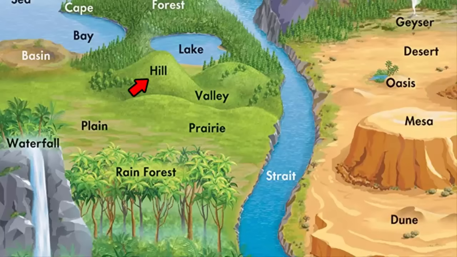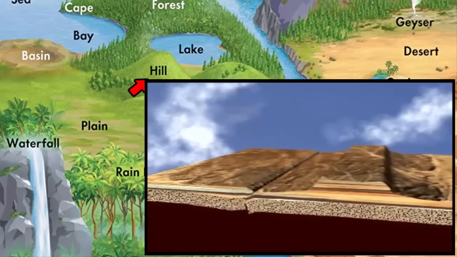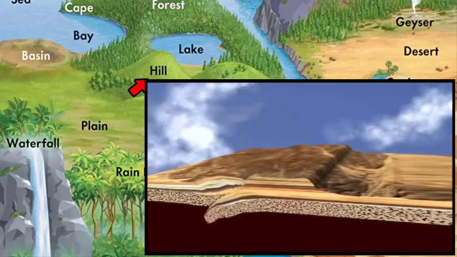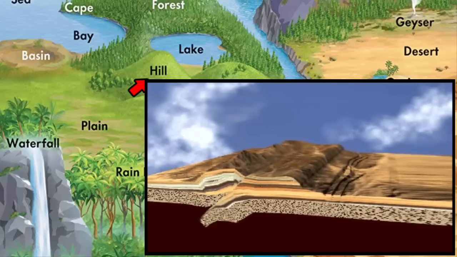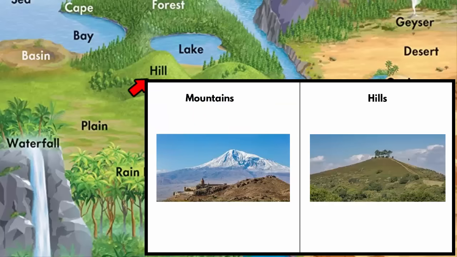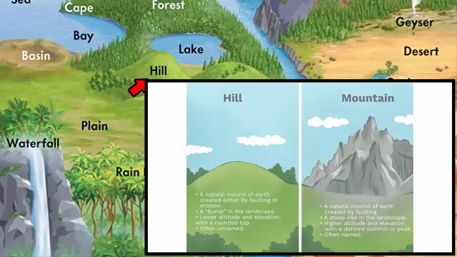The next one is hill. We have already covered how mountains are formed. Plus there is no actual difference between hills and mountains. The only difference you can see is the height. Hills are not as high as mountains.